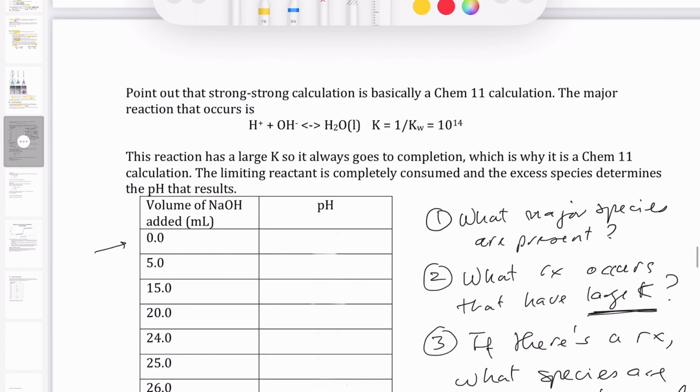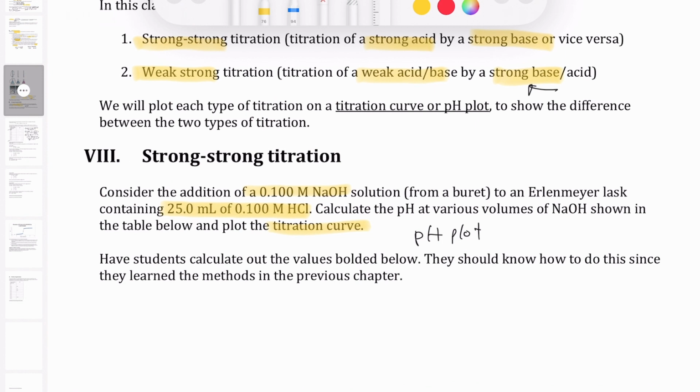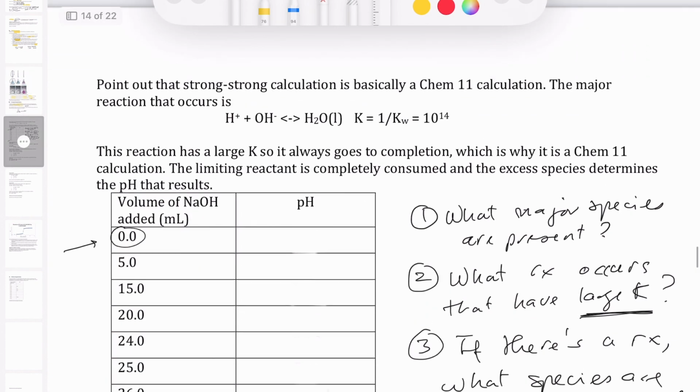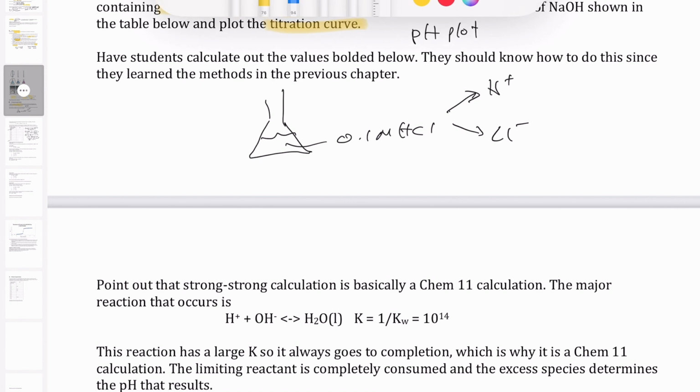So let's take a look first at 0 milliliters of NaOH added. At that point, all you have is just the 25 milliliters of 0.1 molar HCl. That's the pH you're trying to calculate. If we think about those three questions that I just listed, what major species are present when you have HCl around? Well, HCl is a strong acid, so the two major species present are H plus and Cl minus. Now, we have water around, but water is not going to affect the pH given those two other species that are present here.